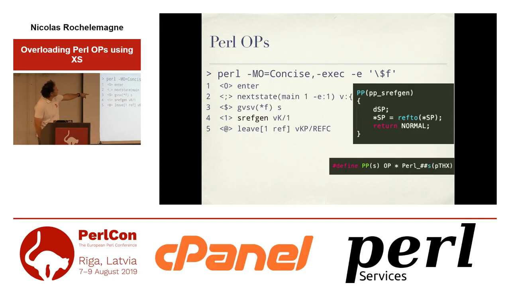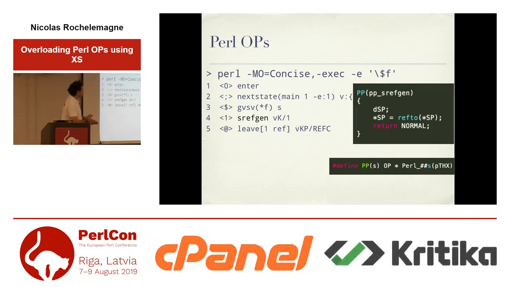Okay. So what does the code look like? Honestly, this is just 3 lines of C code. There is not an easier op than this one. dSP just gets your stack pointer ready, and it's a Perl macro that will mainly let you play with your stack, and then we just create a reference to that stack pointer, and we alter the existing stack pointer with that reference to itself.